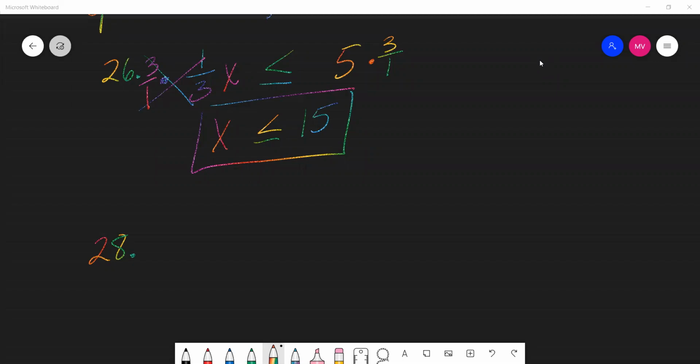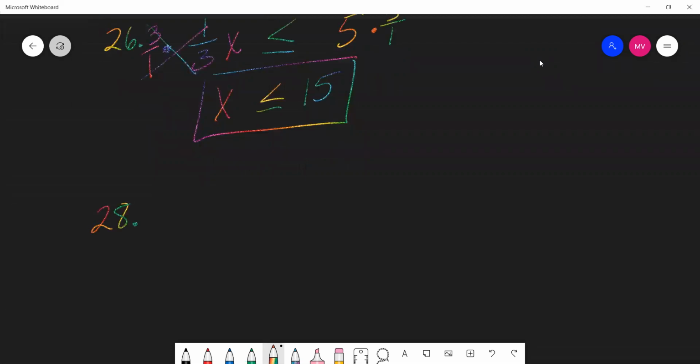Let's do the last one. Number 28, a season pass to the amusement park costs $117 and daily admission costs $39. Determine the number of trips to the park for which paying daily admission is more expensive than purchasing a season pass. Let's work it out. What does that look like in terms of an inequality? You have 117 on one side, and the other side you have 39x. What you're asking is, at what point is 39x greater than 117? That's what we're trying to solve here.